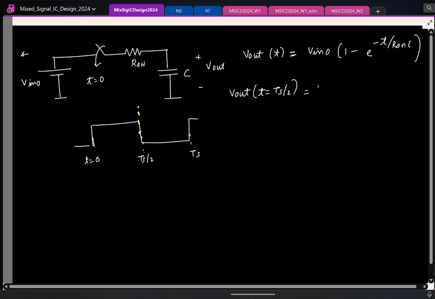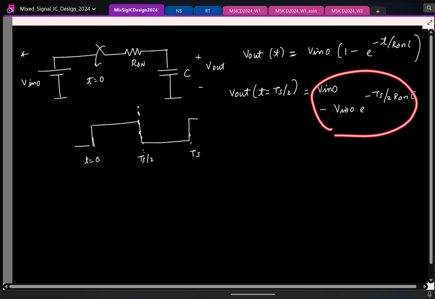So this is simple. It's going to be V in 0, which is the value you want, minus V in 0 e power minus Ts by 2 R on C. So how should I choose my R on now? What do I want this voltage to be ideally equal to? V in 0. You want this term to go to 0. What do you do for that?